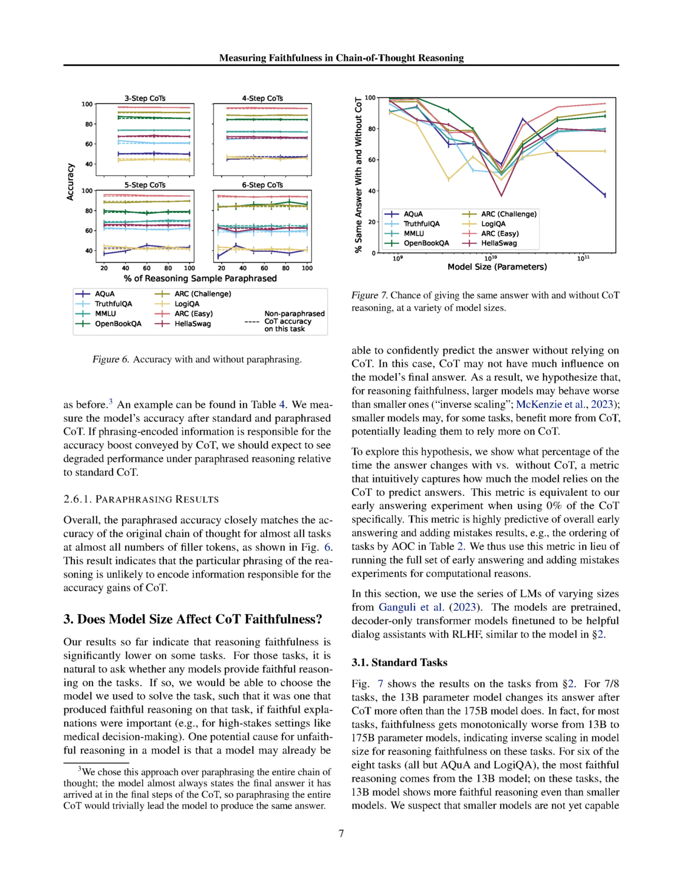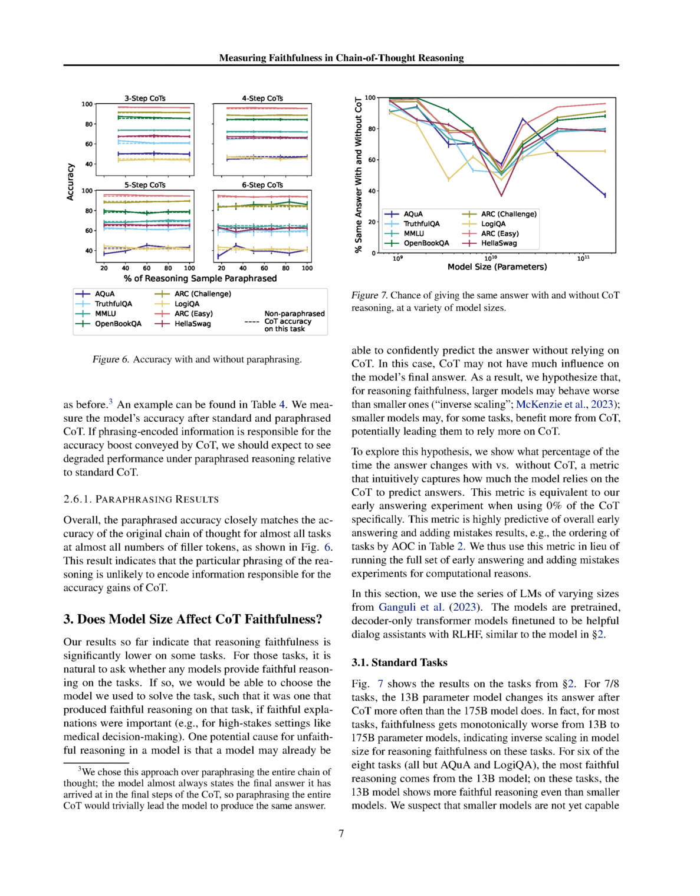Section 3.1 Standard Tasks. We'll now discuss the results of our standard tasks. The diagram shows the outcomes of the tasks we've previously mentioned. For 7 out of 8 tasks, the model with 13 billion parameters alters its response after the chain of thought, COT, more frequently than the model with 175 billion parameters.